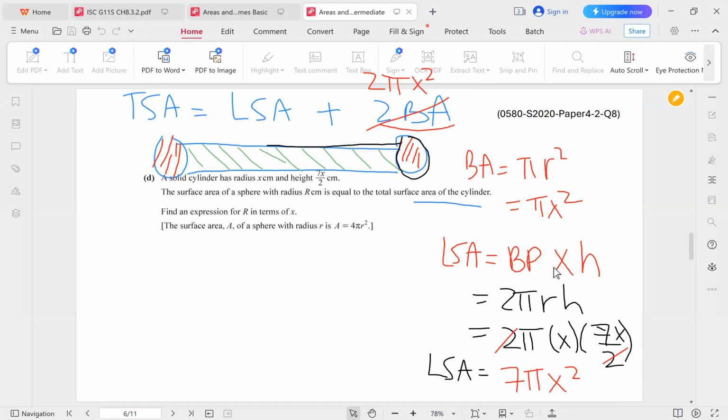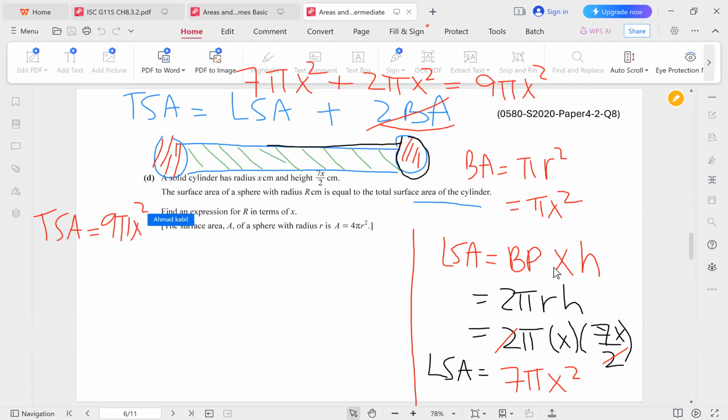Now we write this on the top for lateral surface area. And we add the two of these terms together. And we get 9 pi x squared for the total surface area of the cylinder. So let's write this down. So the total surface area of the cylinder is equal to 9 pi x squared.